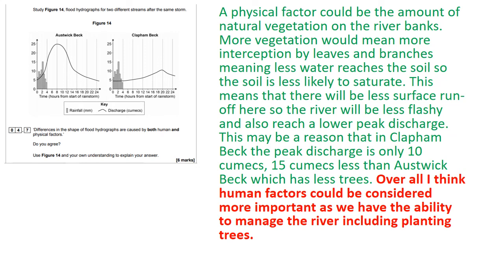Now, the red sentence there at the bottom, now this is just one of those real top-end skills here, which is if you get any questions, do you agree? You can always get away with just saying yes or no. However, what you can also do is say which one is more important, which factor is the most important, and it shows a little bit of evaluation. If the exam board put an explain question like this in, you don't need to evaluate, but you're certainly not hurting your cause by doing it, by saying, overall, I think human factors are more important as we have the ability to manage the river, including the planting of trees. It's just that extra little twist on that question, which the examiner can read and goes, well, yes, they agreed, they've made a decision, and they've also justified the reason why.